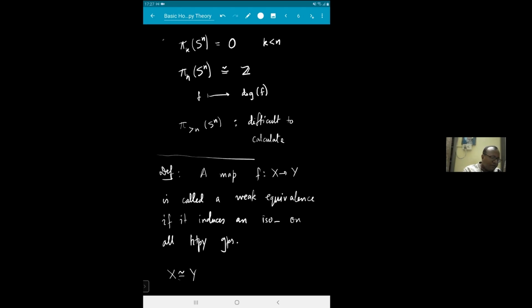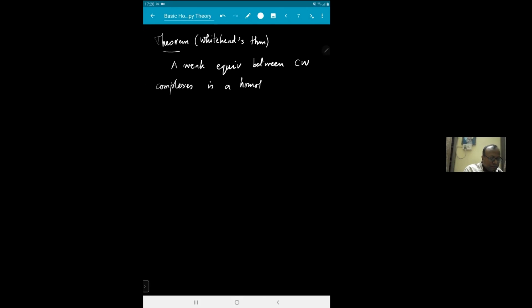Now we already defined CW complexes, right? So then there is this theorem, Whitehead's theorem, which says that a weak equivalence between CW complexes is actually a homotopy equivalence. So you see, homotopy equivalence has also this.